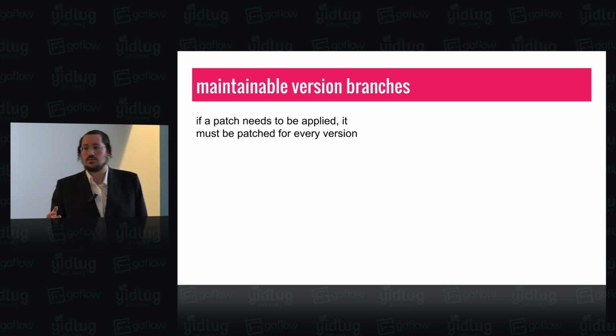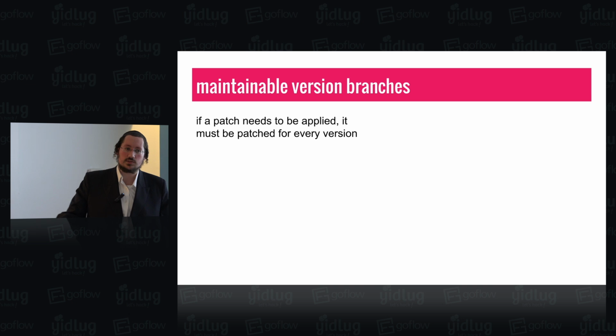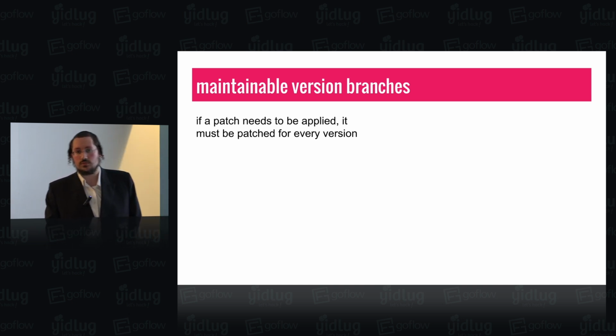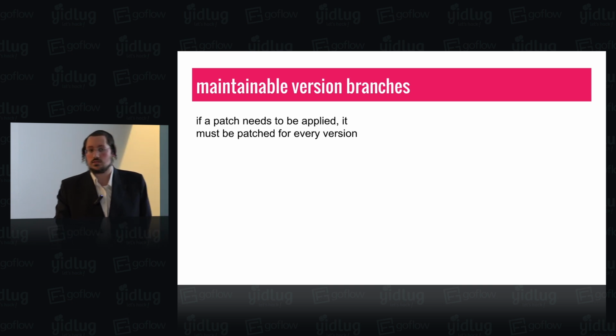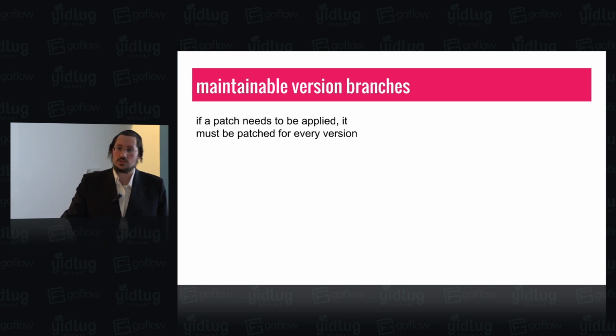customers that have a certain version and other customers have a different version, because it's one cloud system and everything has the same version. So maintainable version branches are very good for hardware or companies that have customers that are relying on certain versions and it has to be maintained. So, for example, emergency patches, security patches for versions.